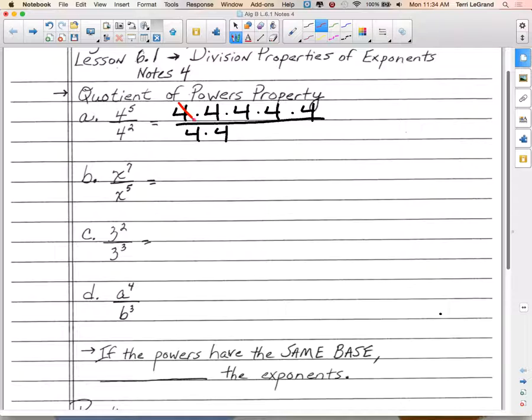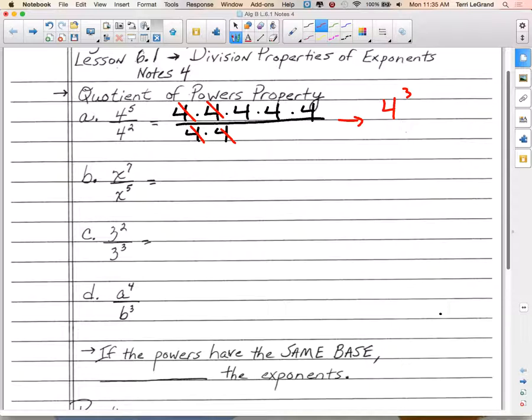So we got this 4 that can cancel with one of the 4s downstairs. We have another 4 that could cancel with that one. But now we're out of 4s downstairs, so we can't cancel anymore, can we? So we have 3 factors of 4, so what does it turn out to be? 4 to the 3rd power, or 4 cubed, right?